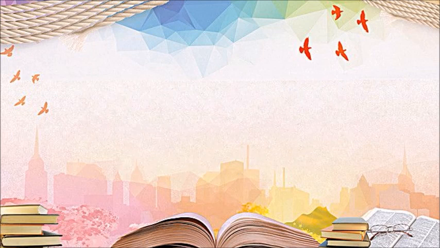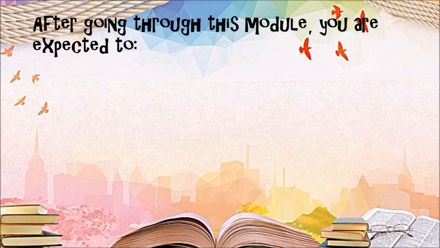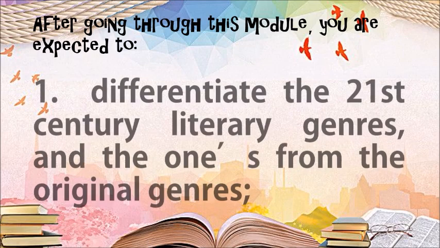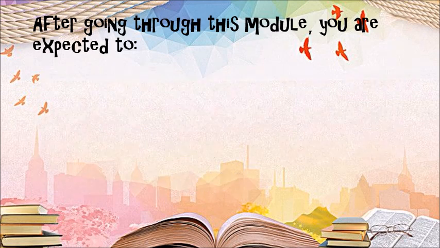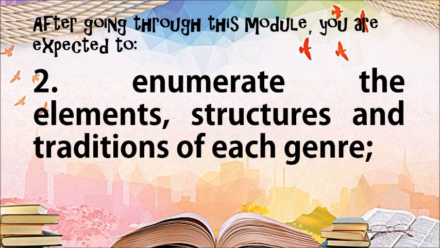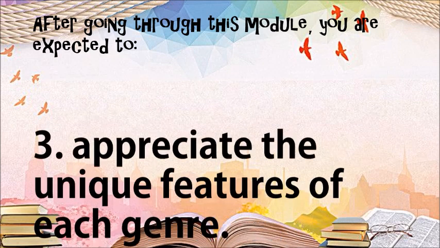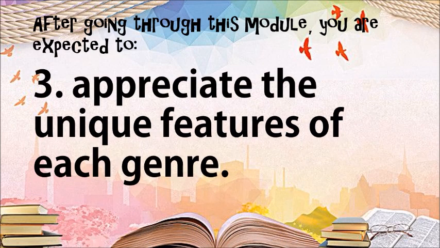After going through this module, you are expected to do 3 things. Number 1, differentiate the 21st century literary genres and the ones from the original genre. Number 2 is to enumerate the elements, structures, and traditions of each genre. And number 3 is to appreciate the unique features of each genre.